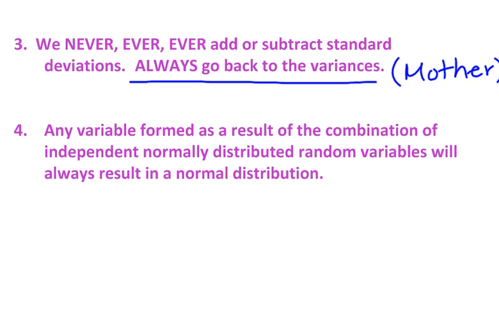The last point, and we'll deal with this more in class: any variable formed as a result of the combination of independent, normally distributed random variables will always result in a normal distribution. In other words, the shape does not change. If I combine normal with normal, then I get normal when I'm all done.